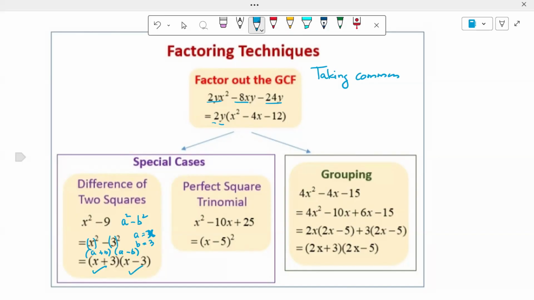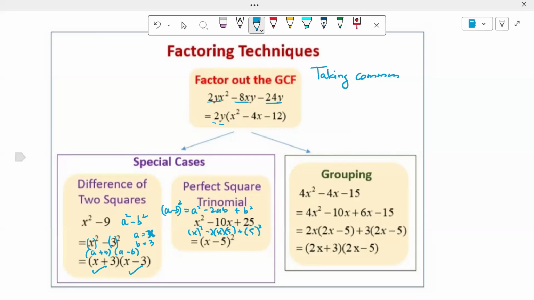Then the perfect square trinomial. Here we have used the second identity, which is (a minus b) whole square equal to a square minus 2ab plus b square. According to the question, we transform; this is our A, 5 is our B. It's fitting in the right hand side of the identity. So transforming it into the format of (A minus B) whole square.